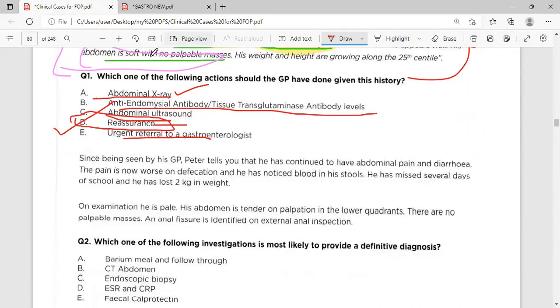Since being seen by the GP, Dr. Priyanka, I have to mute you. I have a question.